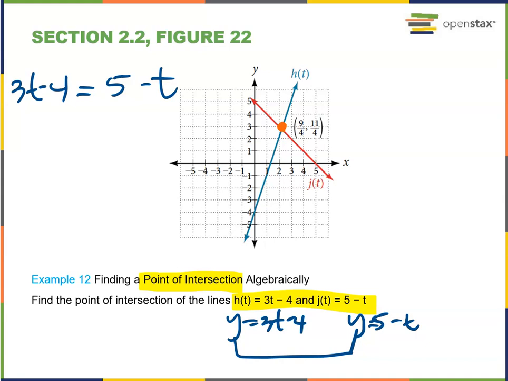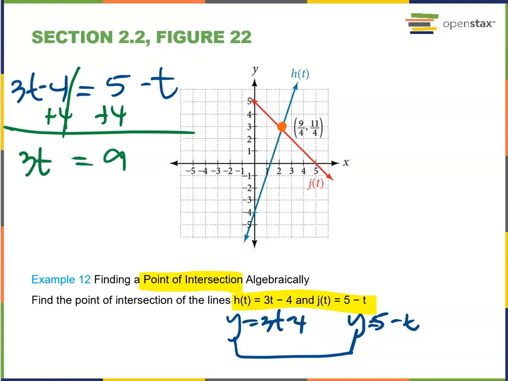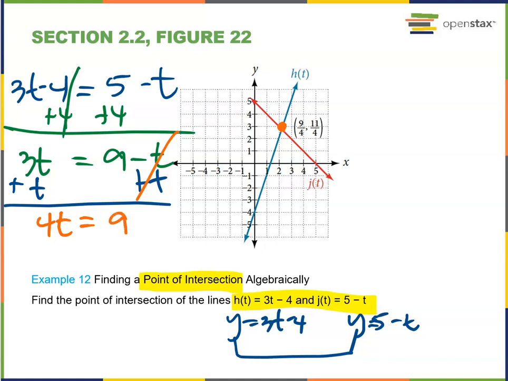What to do? So add 4 to both sides. That's 3t is equal to 9 minus t. And then we add t to both sides. 3t plus t is 4t, which is equal to 9, and then we divide by 4, so t is equal to 9/4.